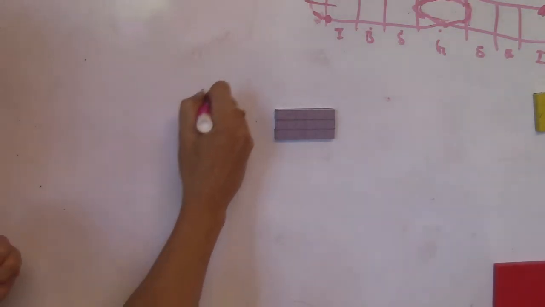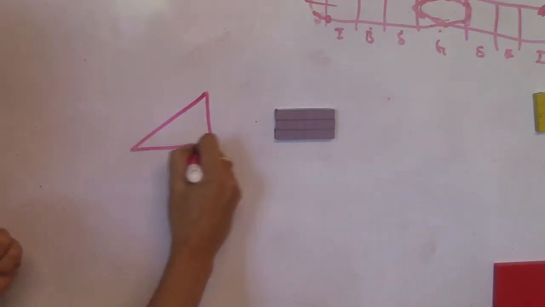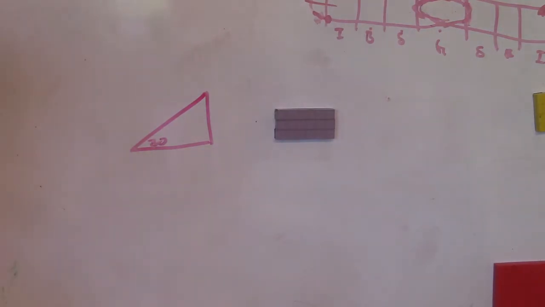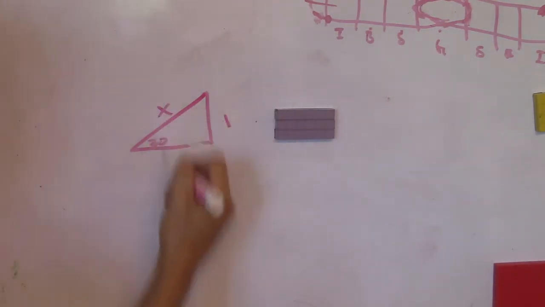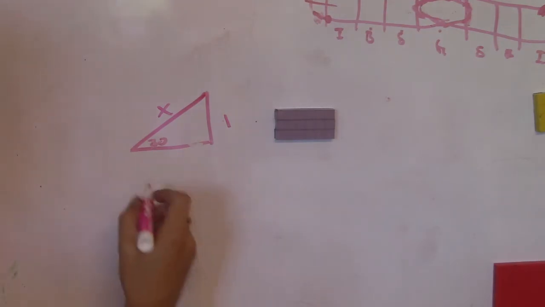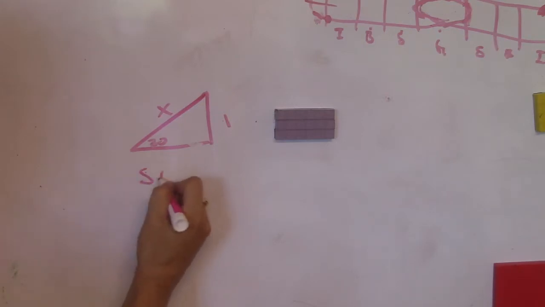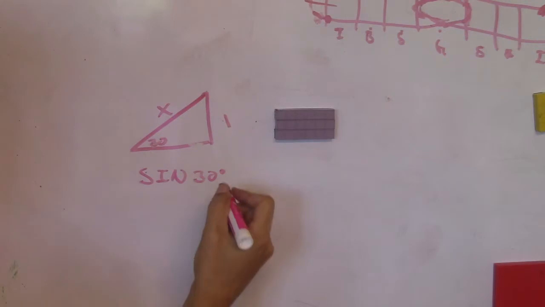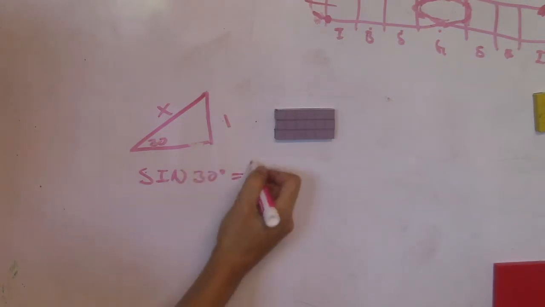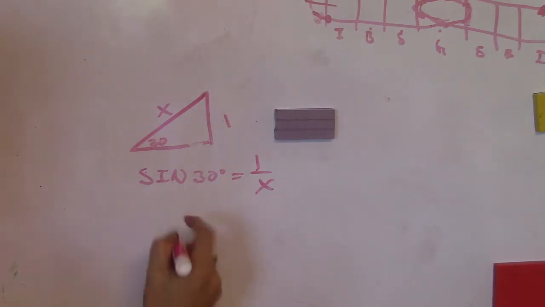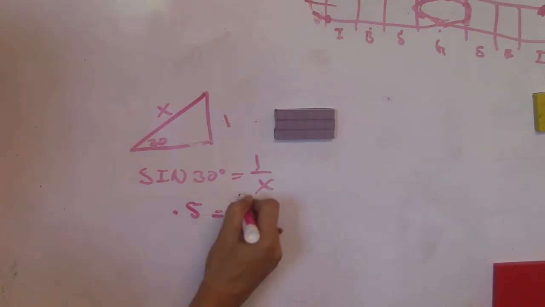Let's keep it simple. I know this is 30 degrees, I know this is 1, and I don't know that. So I'm going to have the sine of 30 degrees, and I'm skipping a lot of the lesson here, is 1 over x. Oh, look where the x is. It's down there. Oh no, now what? Well, let's figure out what sine 30 is. I know sine 30 is 0.5. 0.5 is the same thing as 1 over x.